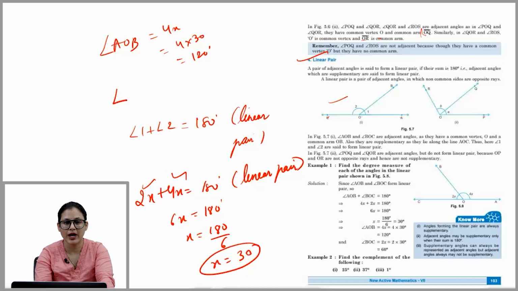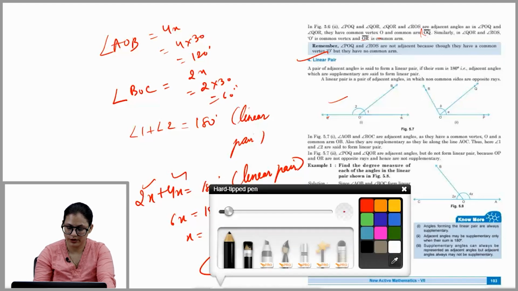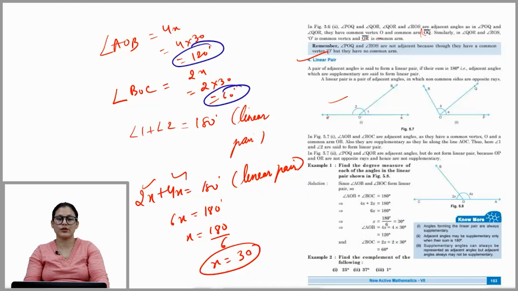And the next angle you have is angle BOC. BOC is 2x. That means 2 into 30 is equal to 60 degrees. Now, if you add both these angles, 120 and 60, you will get what? 180 degrees, right?